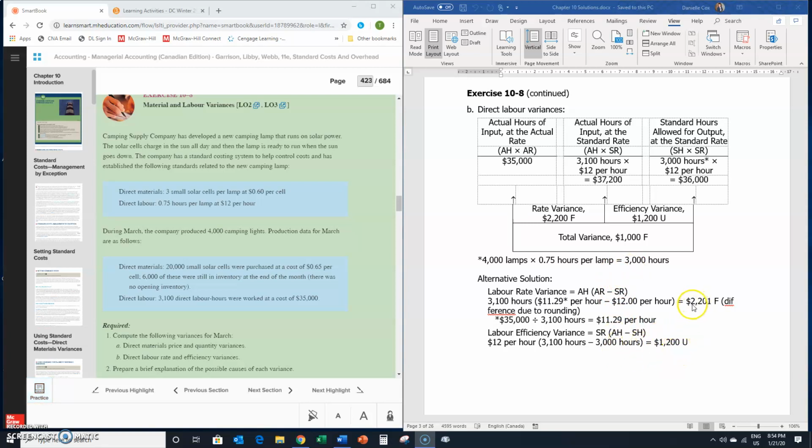So just remember, the number here is slightly different and it's due to rounding. But if you get a positive number, it means it's an unfavorable variance. If it's a negative number, it's a favorable variance. That works both ways here, but here it's just a bit easier. It's a little easier to visualize and see. Okay, so that's it for that question.